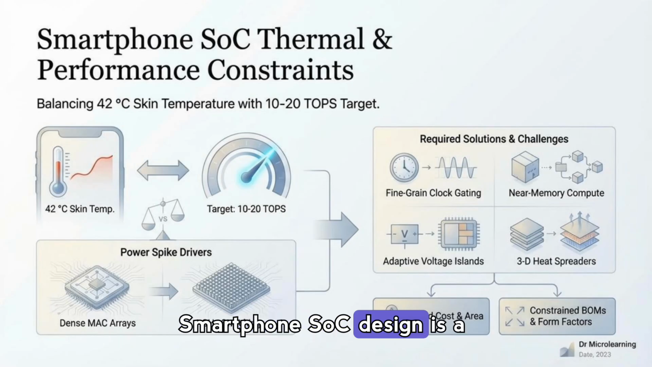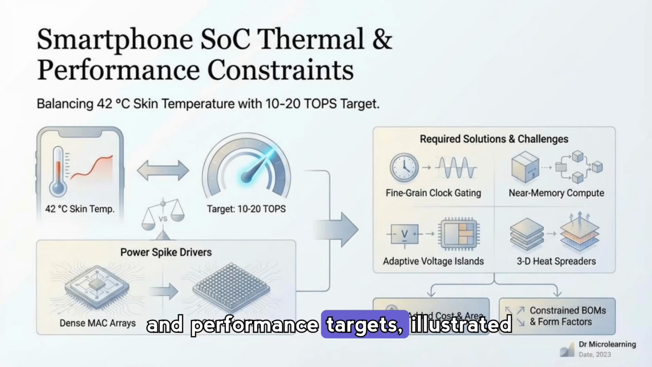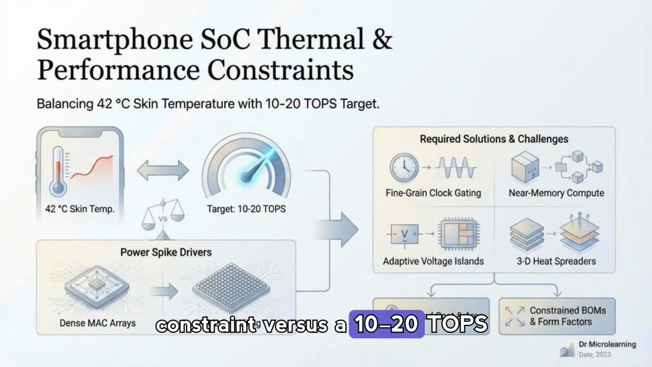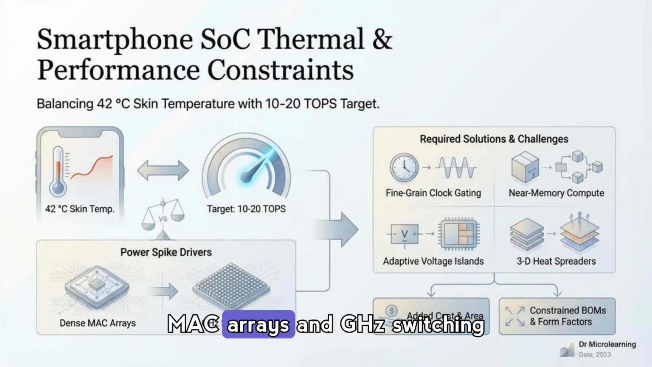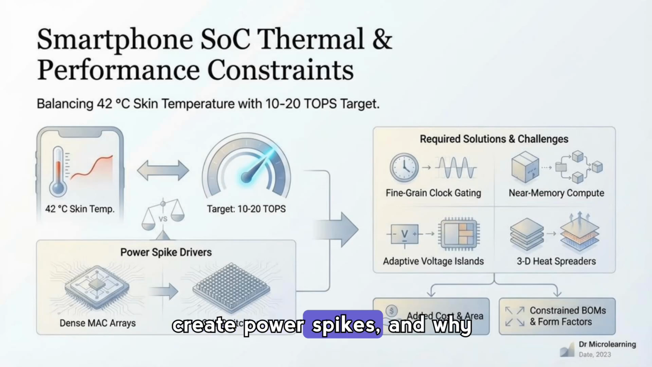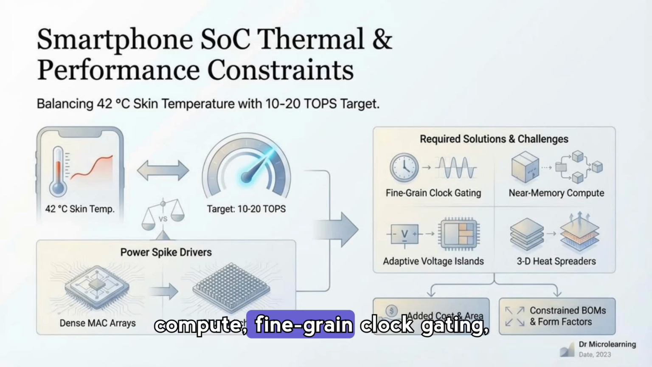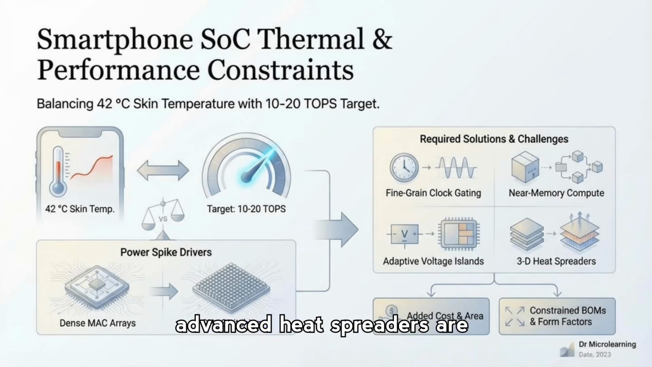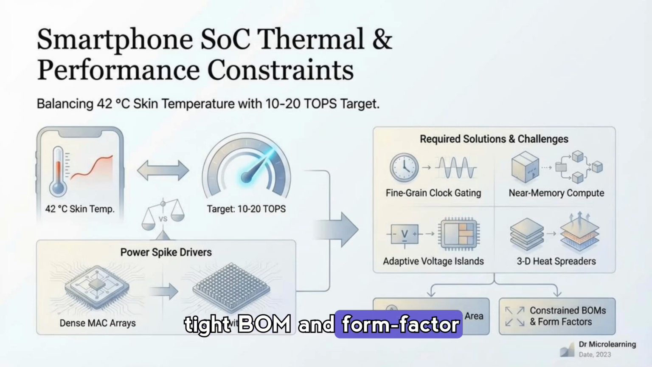Smartphone SoC design is a balancing act between thermal limits and performance targets, illustrated here by the 42 degrees Celsius skin temperature constraint versus a 10-20 TOPS ambition. The slide shows how dense Mac arrays and high-speed switching create power spikes, and why solutions like near-memory compute, fine-grained clock gating, adaptive voltage islands, and advanced heat spreaders are required, despite added cost and tight BOM and form factor constraints.